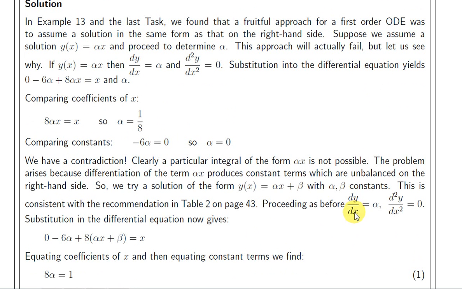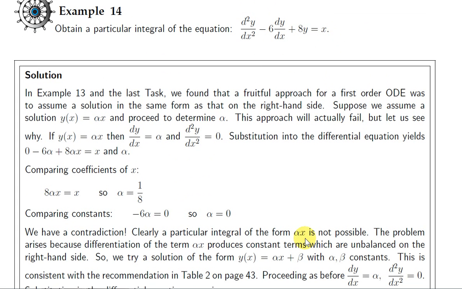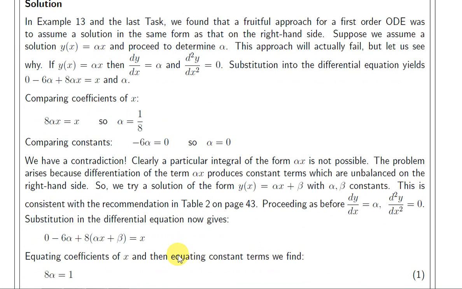We have to differentiate it once, well, that gives us alpha. Differentiate it twice, we get 0. And we plug into the differential equation. So we plug 0 in for this. We have minus 6 alpha plus 8 times alpha x plus beta. So here's our identity. Alpha and beta are constants.